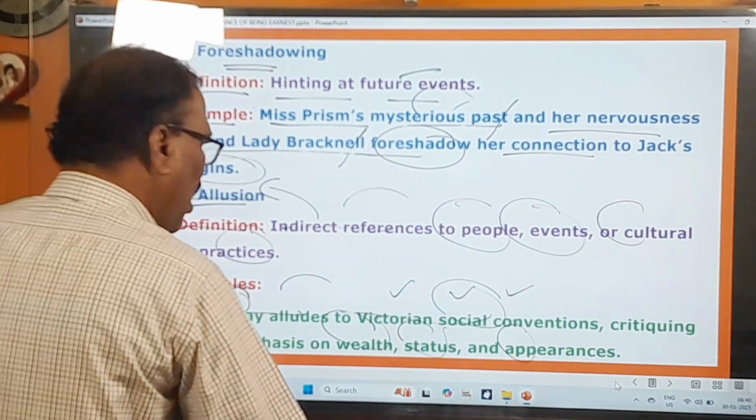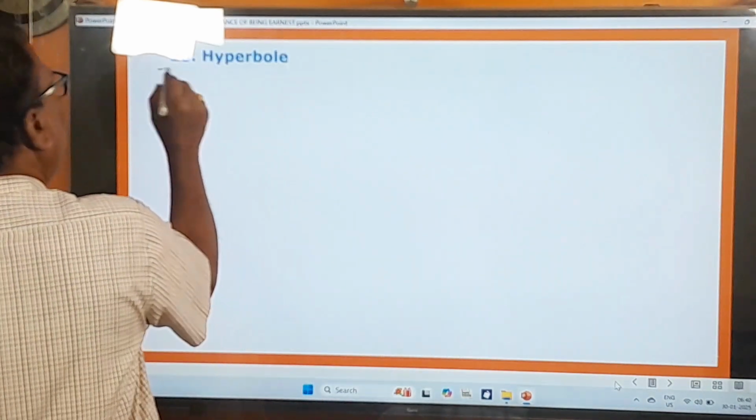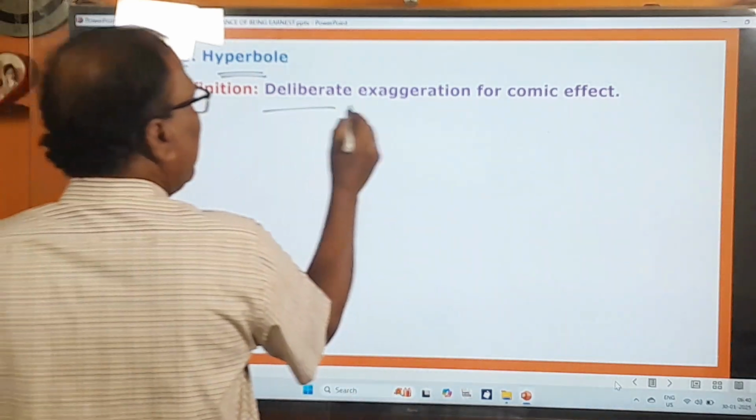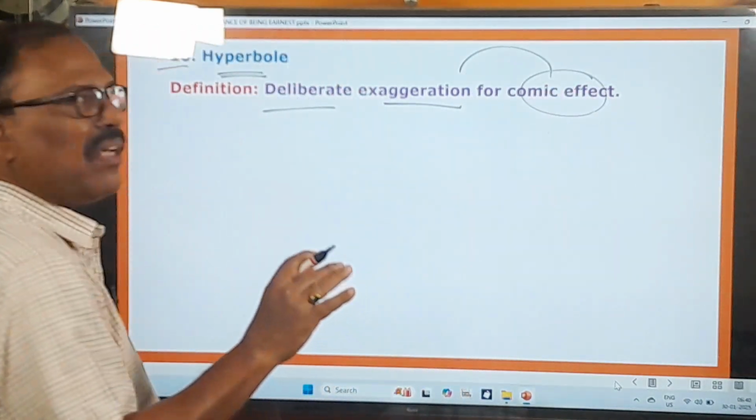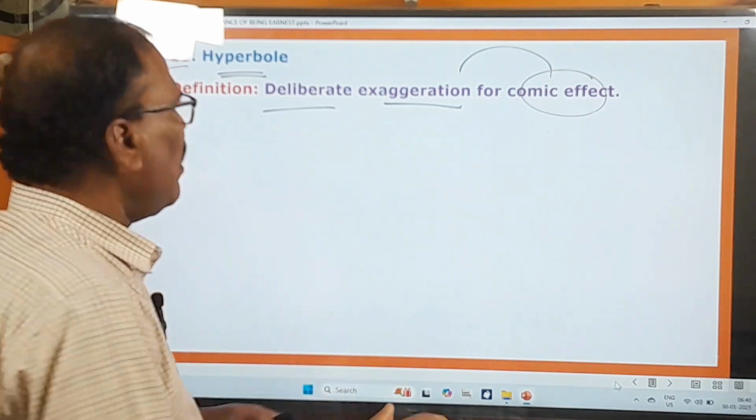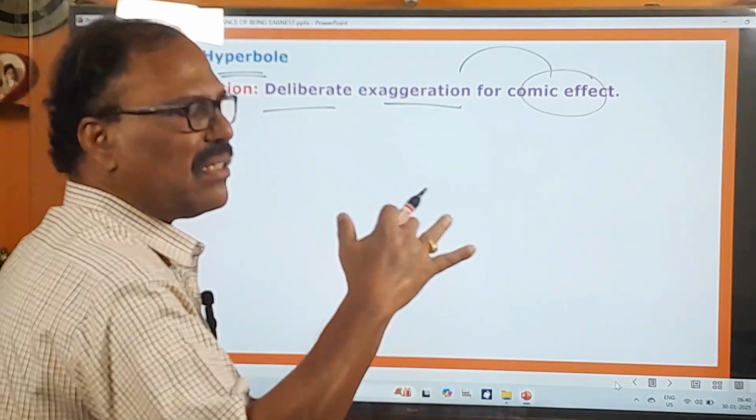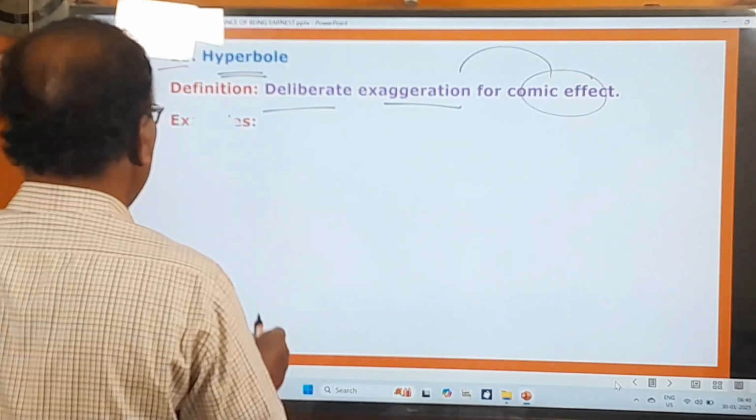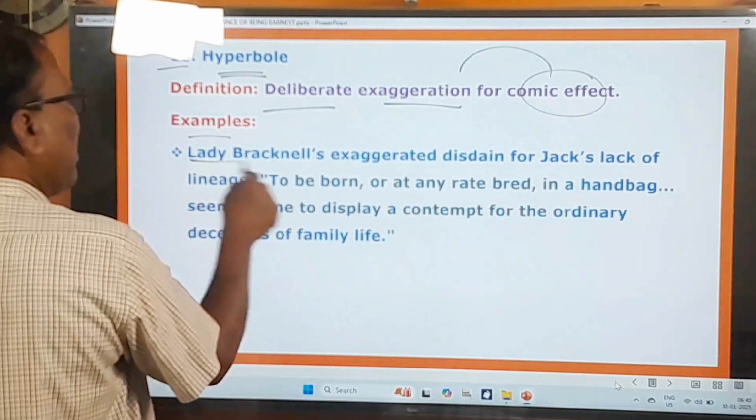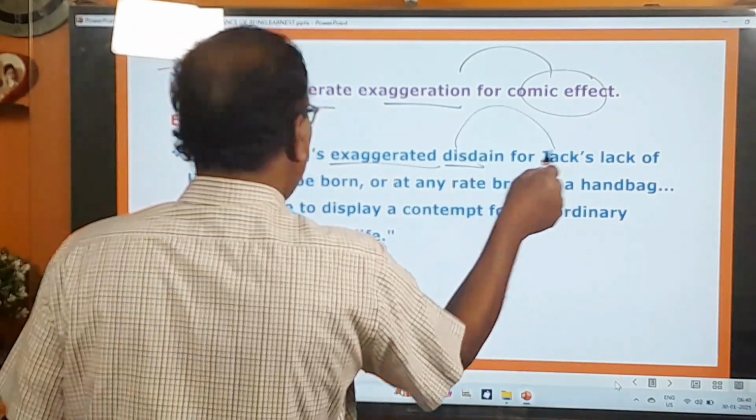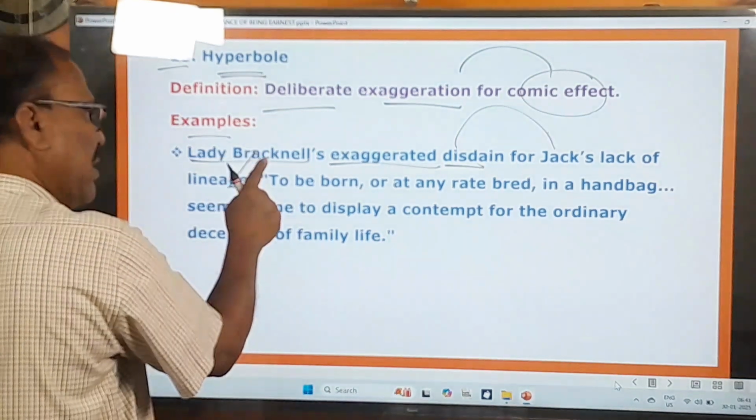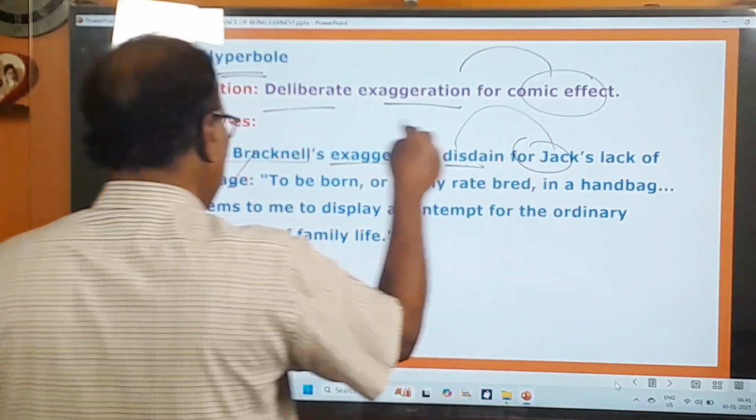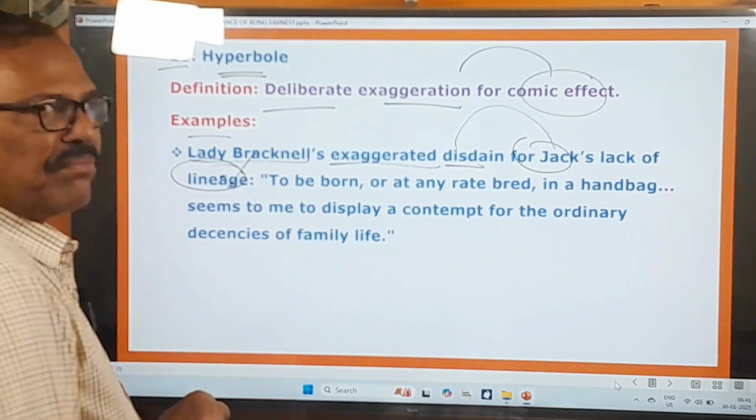And that is there. You go to the last literary device, the 10th one: hyperbole. Hyperbole means overstatement or exaggeration, all of you know very well. Deliberate exaggeration for comic effect. So just for the sake of comedy, certain situations and certain dialogues are exaggerated, only for comic effect. One example is given here: Lady Bracknell's exaggerated disdain for Jock's lack of lineage. So Lady Bracknell refuses to give her daughter in marriage to this Jock because she says he has no family lineage, no very good family.